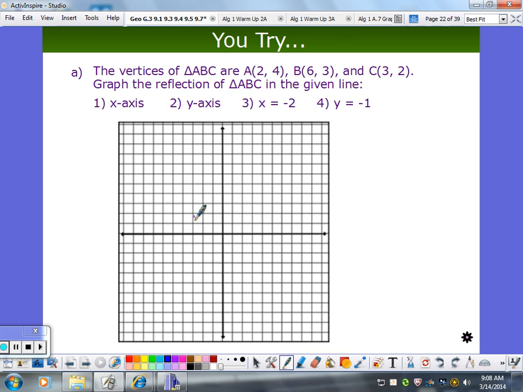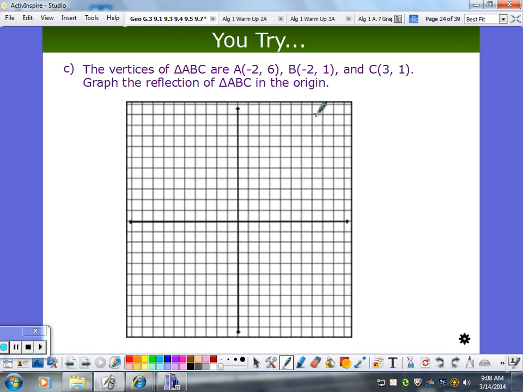So here's a "You Try," a couple of "You Tries" actually. First one, I want you to do some line reflections. Same with B. I should look at these words. When it says graph the reflection of ABC in the origin, like, say what? That means that my point of reflection, and by the way, the only point of reflection we're going to be using is the origin, (0, 0). So this means point reflection.